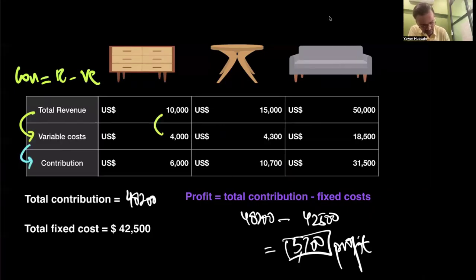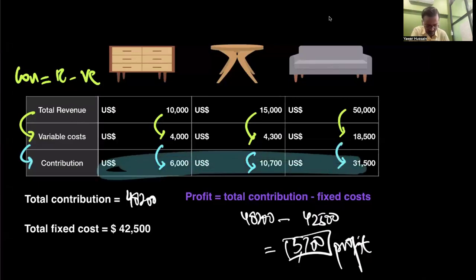So again, 10,000 minus 4,000, you have a contribution of 6,000. 15,000 minus 4,300, you have a contribution of 10,700. 50,000 minus 18,500 means you have a contribution of 31,500. So these numbers here are the contribution that you have from selling these units.